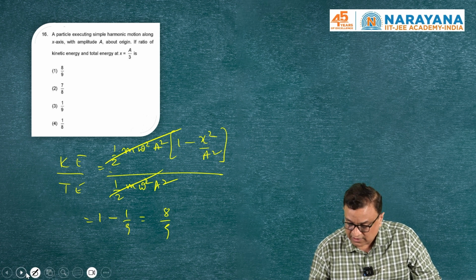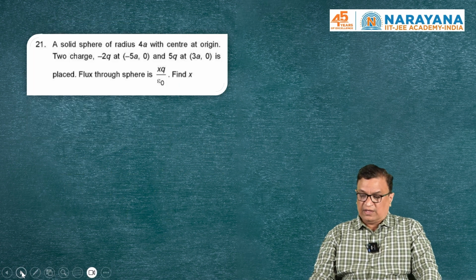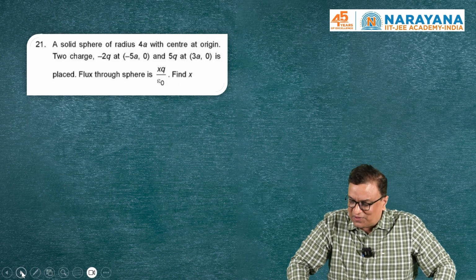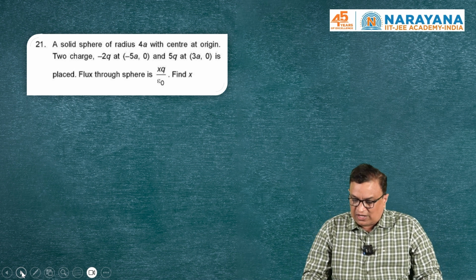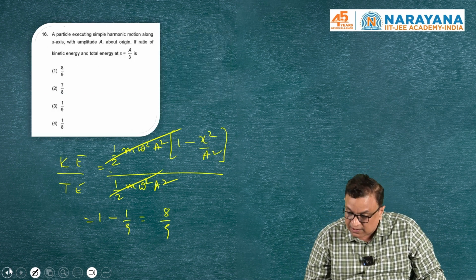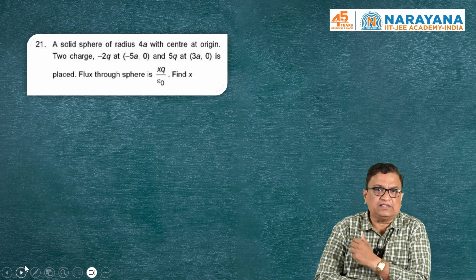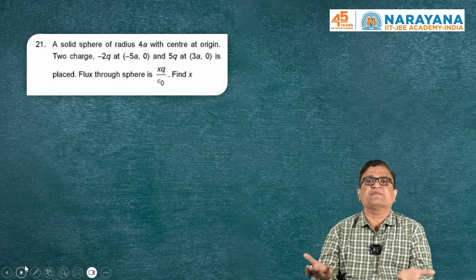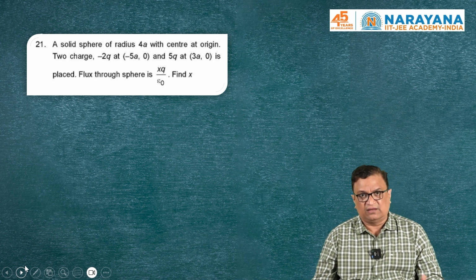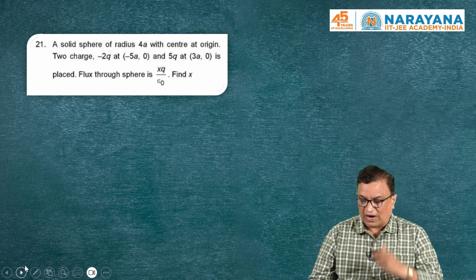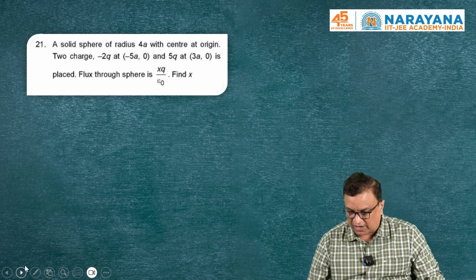Done. Next question. A solid sphere of radius 4a with center at origin, two charges. Let me just check. 16. Yeah. See, don't get surprised. The other questions' information was not available with us because it's memory based. Whatever the students informed, that we have taken into record.